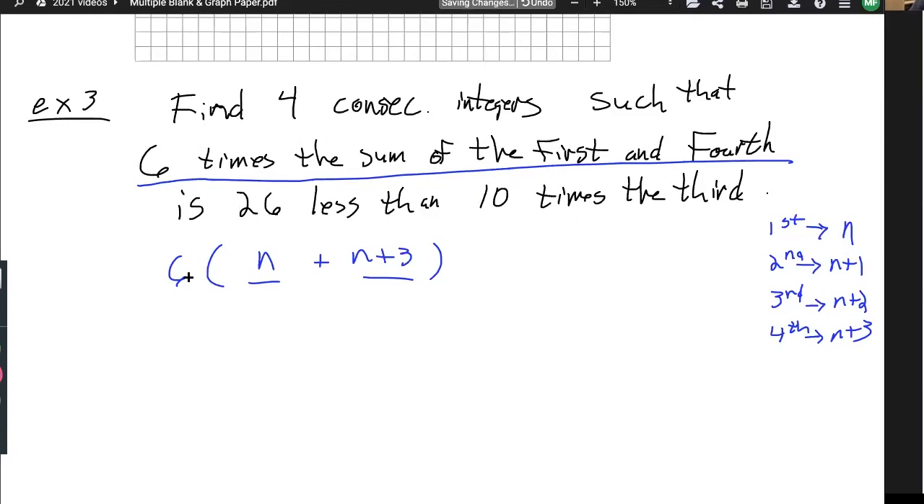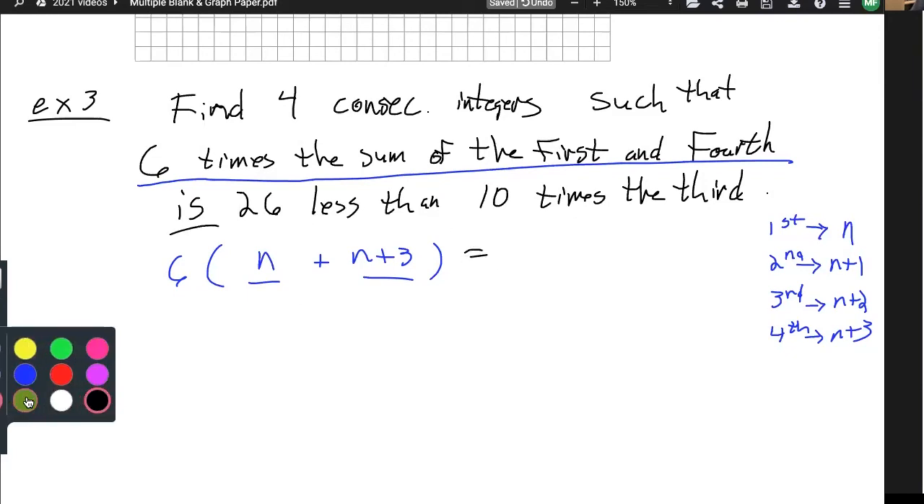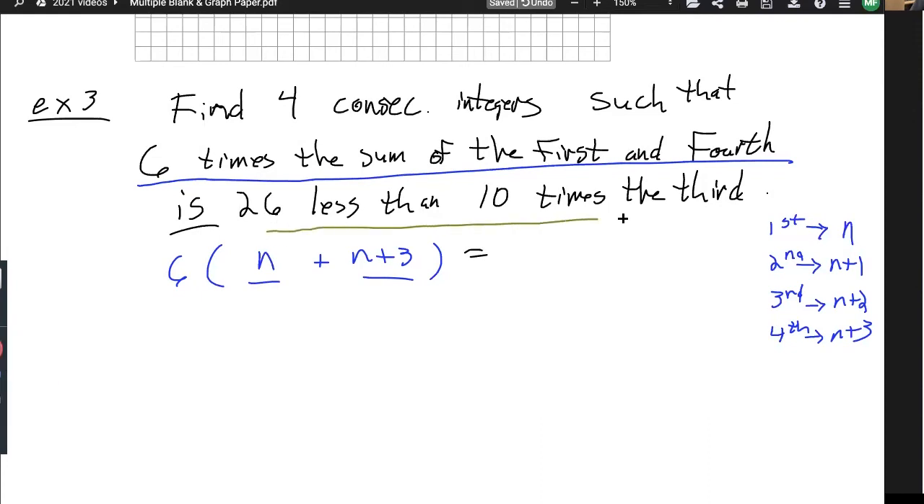Okay, so this is 6 times the sum of the first and fourth. And then we've got this beautiful word is, which is our equal sign. And then we've got 26 less than 10 times the third. All right, 26 less than, remember that's a reverse. Less than is a reverse. So instead of 26 minus something, it's something minus 26. Okay, 10 times the third, so 10, elephant butt. Well, elephant butt anyway, just because it's third, but not because it's a sum. The third is n plus 2.